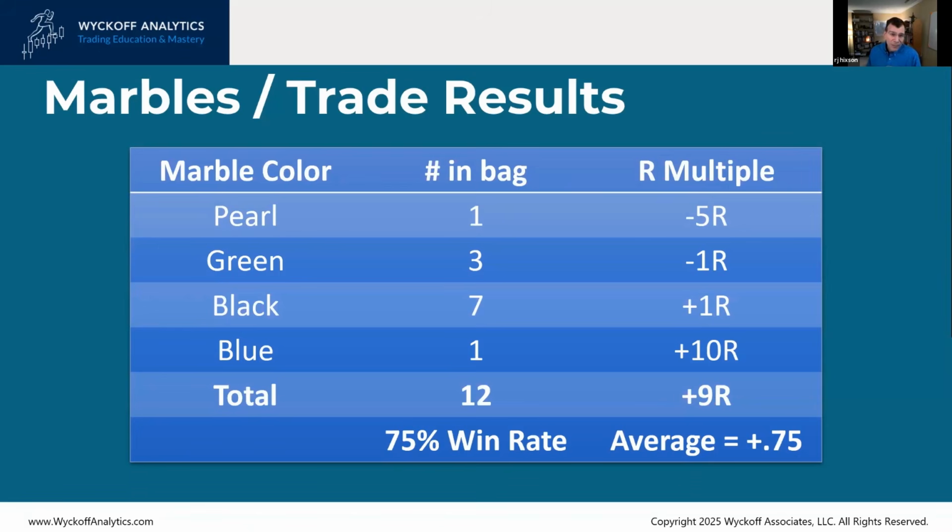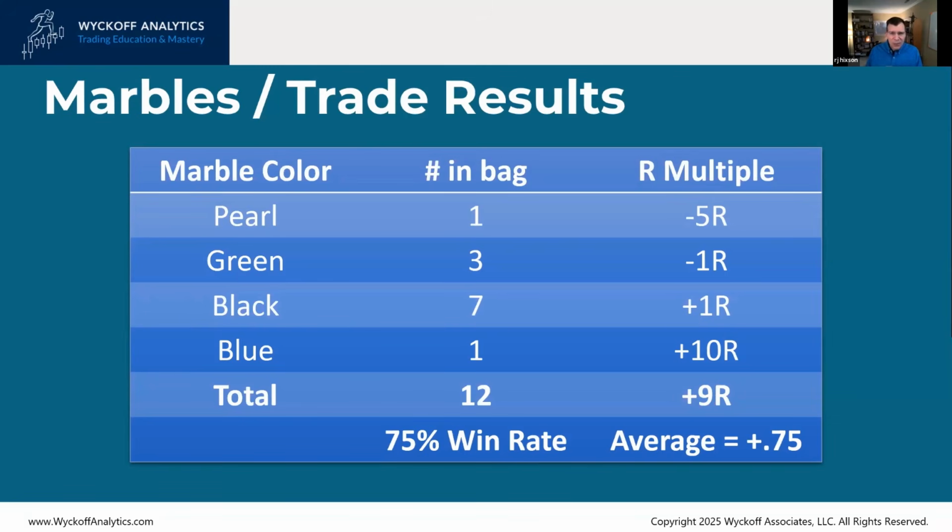Now, there are 12 marbles in the game here in the bowl, and they get replaced each time. So this mix does not change. You've got a 75% winning rate on this system, and the average R multiple is 0.75. So over many trades, you could expect to earn 75 cents for every dollar that you risked. So decent system, pretty good. Maybe better than some of the ones you've traded, maybe not.